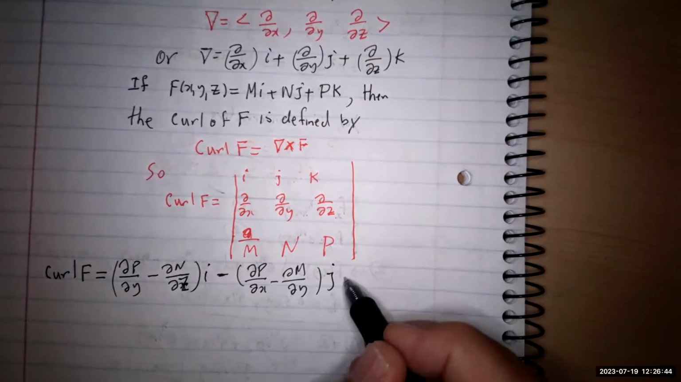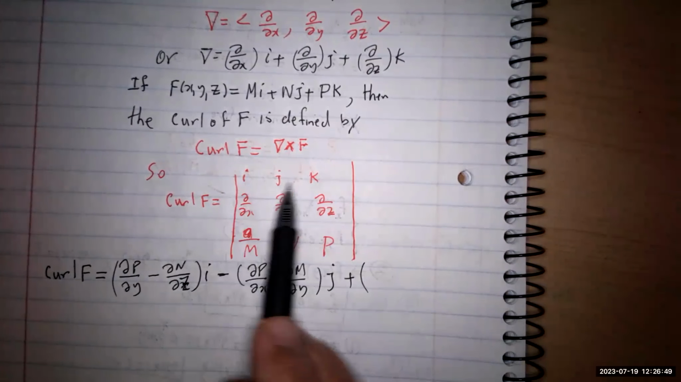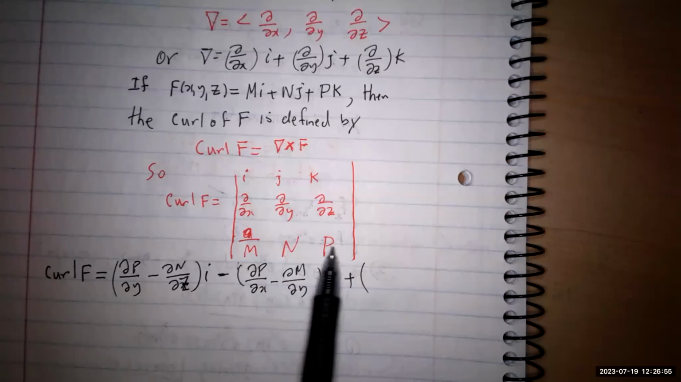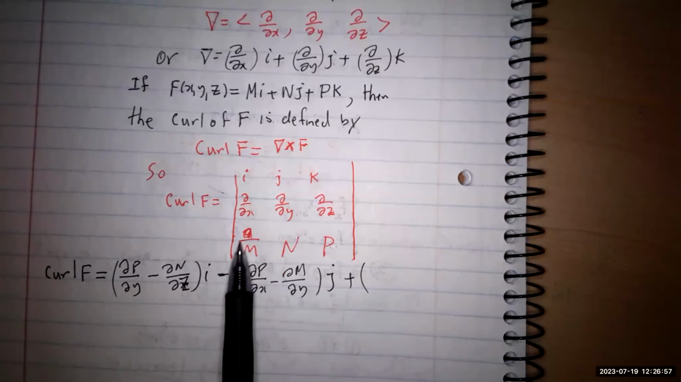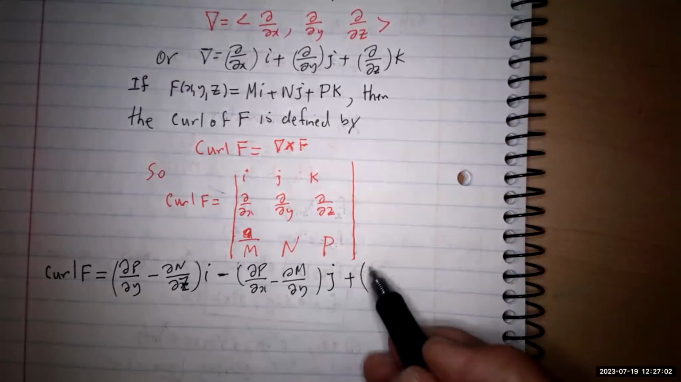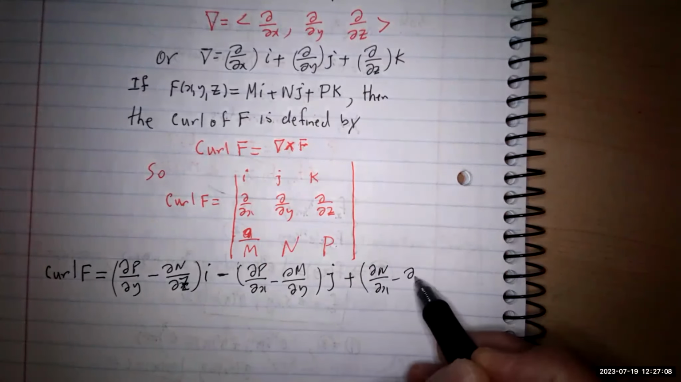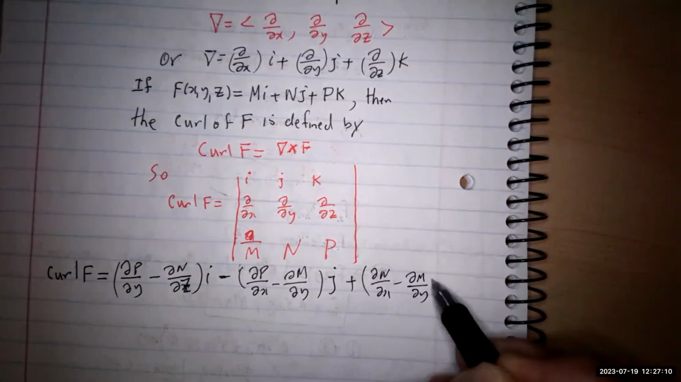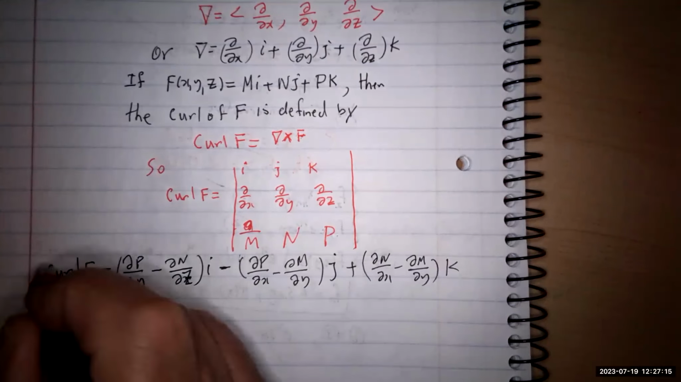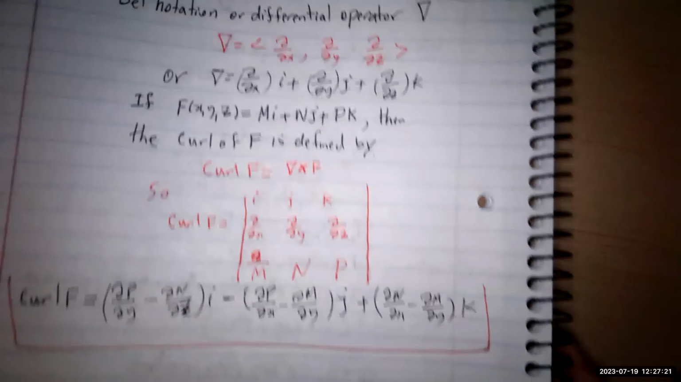Okay, plus the last one. So the last one, you just eliminate this. You are going to compare M and N together. So it's going to be round N round x minus round M round y, times k. This is the formula for the curl. Okay, it's easy to remember the way you compare them together. You see, look at this one.